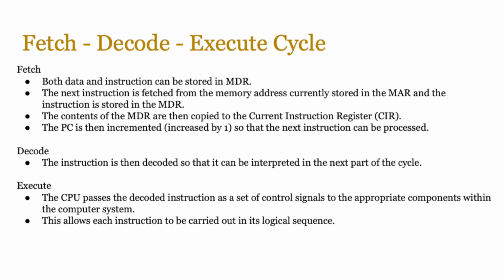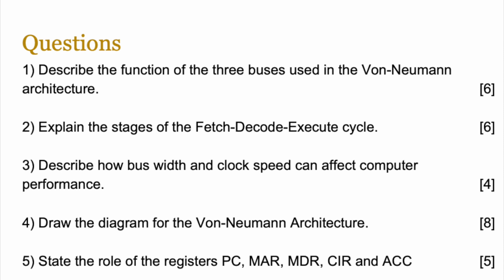So please make sure you're familiar with how the process works, and hopefully you should be able to answer the following questions. You should be able to describe the function of the three buses using the von Neumann architecture. You should be able to explain the stages of the fetch, decode, execute cycle. You should be able to describe how bus width and clock speed can affect computer performance. You should be able to draw the diagram for the von Neumann architecture. And you should be able to state the role of registers such as PC, MAR, MDR, CIR, and the accumulator in the fetch, decode, and execute cycle.